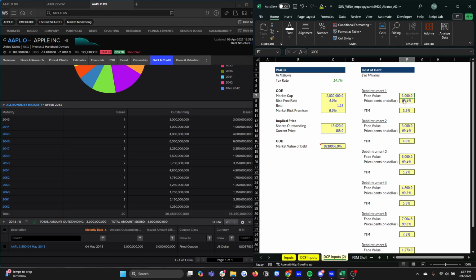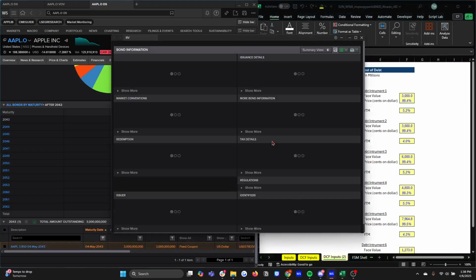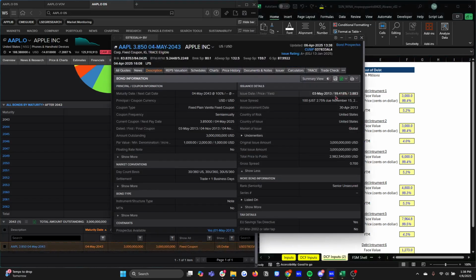All right, so after that, since we have the face value, we want to know the market value. So we're going to click this in order to see what it's actually trading at. This is trading at 99.4 cents on the dollar, so it's at a slight discount. Anything beneath 100 is trading at a discount. Anything above 100% is trading at a premium. So we're going to note that here by putting 99.4 to match this, which is issue date price.